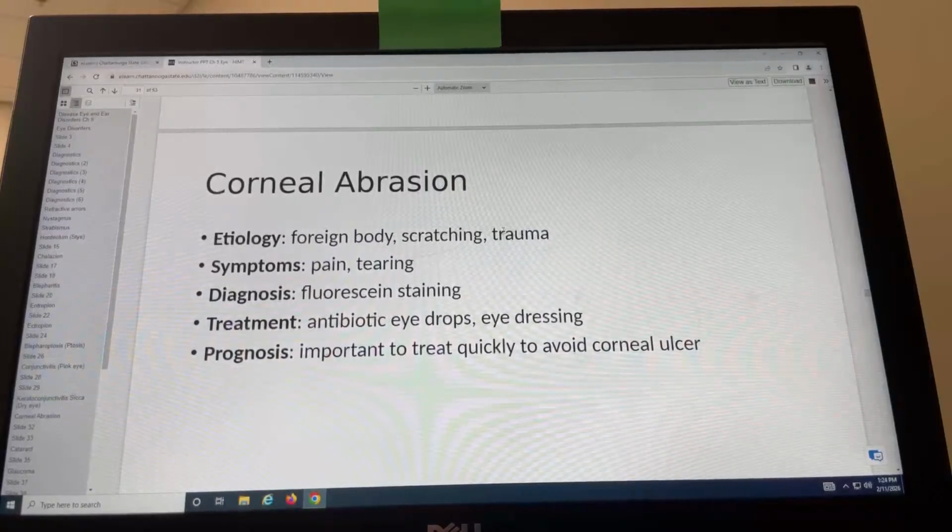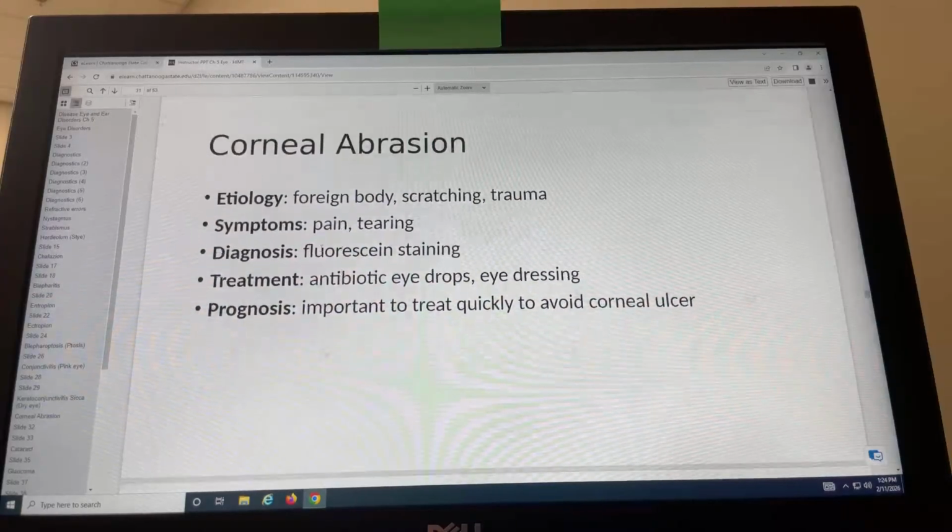Trauma, like if you got whacked in the head with something, can also cause a corneal abrasion. The main symptoms are that it hurts a lot and you're constantly producing a lot of tears. Your body tries to flush out the foreign object. They do the diagnosis with that fluorescein stain, so they can identify where it is.